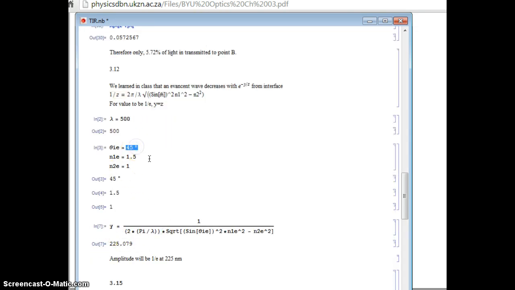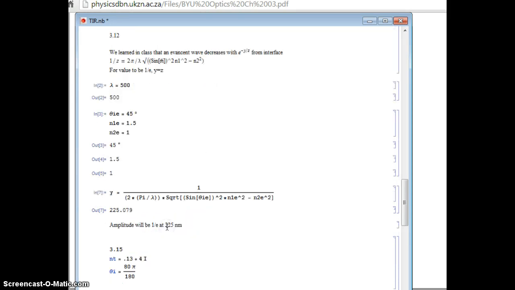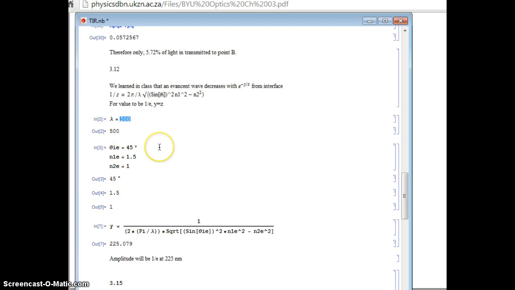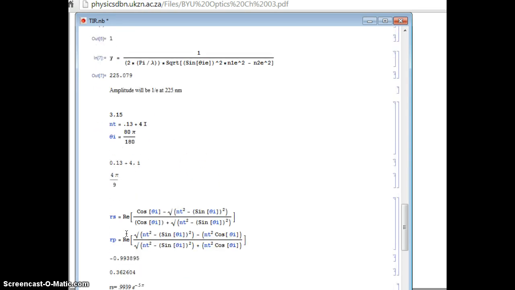Our initial angle is 45 degrees. Our n1 is 1.5. Our n2 is 1. So then y just equals 1 over all of that. I did that, and by the way, 500 nanometers, I just used that. So keep units consistent. Our amplitude will be 1 over e at 225 nanometers. So not very far, and it's expected that that length should be less than a wavelength. So that looks pretty good there.